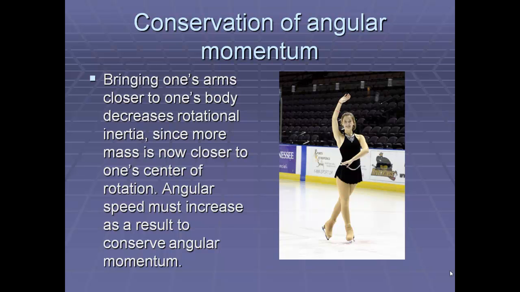The reason why bringing your arms closer to your body as you spin increases your angular speed is because one is decreasing their rotational inertia. You're bringing more of your mass closer to your center of rotation. So, assuming that your overall level of angular momentum is going to be the same both before and after you bring your arms in closer to your body, if you decrease your moment of inertia, then your angular speed must increase to compensate.